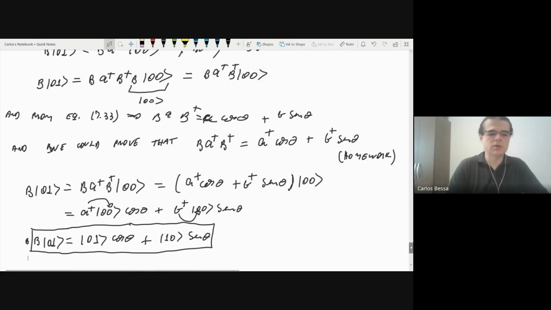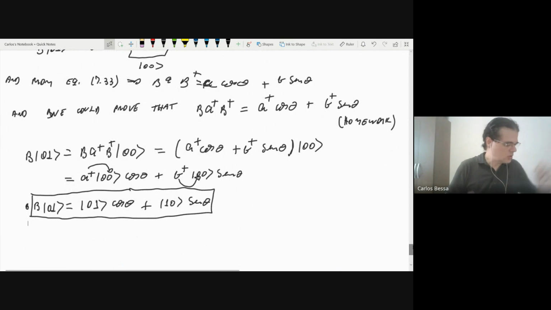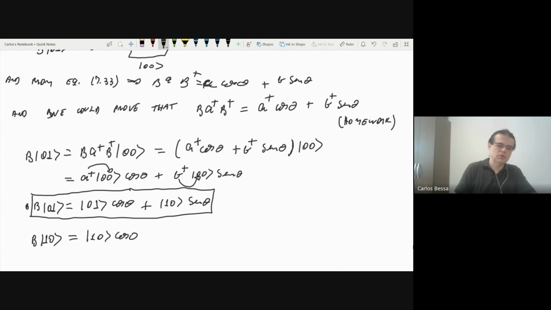We could do the same for B10. So it's the same procedure. You do the same thing. We'll find 1, 0 cosine of theta minus 0, 1 sine of theta. Okay.